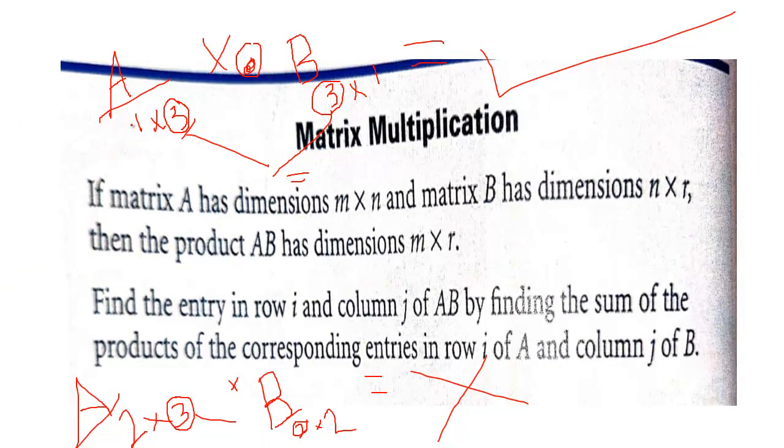Sorry, I forgot this one. The answer here is a matrix, and the system of the result matrix is the first number of the first matrix and the last number of the second matrix. So 1 times 1. The system of the result matrix is 1 times 1. So let's see.